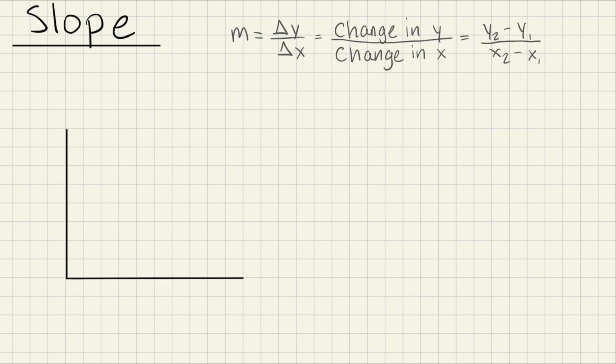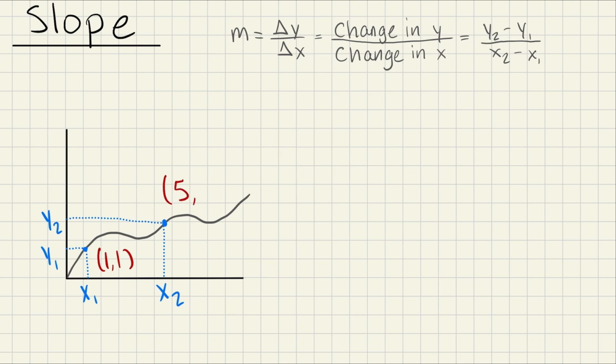Let's plot it on a graph, and we'll draw a curve here and choose 2 points from it. Let's do (1, 1) and (5, 3). So x1 is equal to 1, y1 is equal to 1, x2 is equal to 5, and y2 is equal to 3. It doesn't matter which point you choose to be point 1 or point 2 as long as you keep the pairs together. So I couldn't do x1 and y2, for example. So now let's go ahead and use these values to calculate the slope.